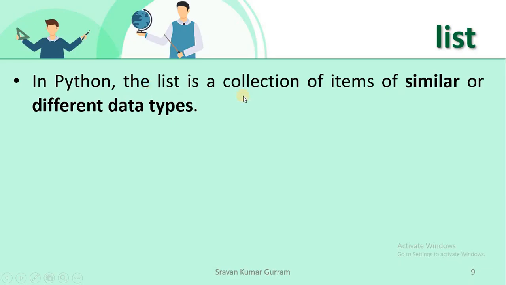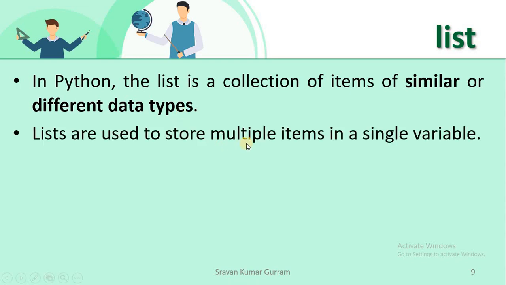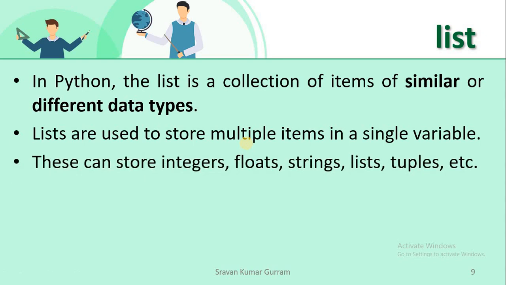In Python, the list is a collection of items of similar or different data types. This is a common property for all the sequences, and you can store multiple items using a single variable name, and those items may belong to any data type of Python. That may be integer type, float type, string type, or that element may be another list also. That element may be another tuple also. Any valid Python data type.